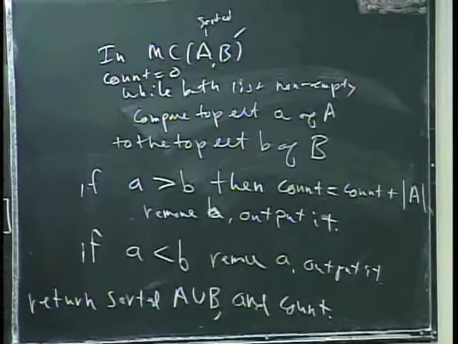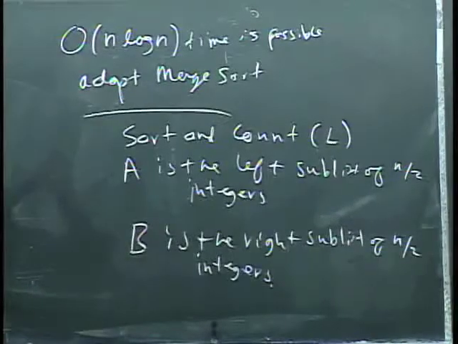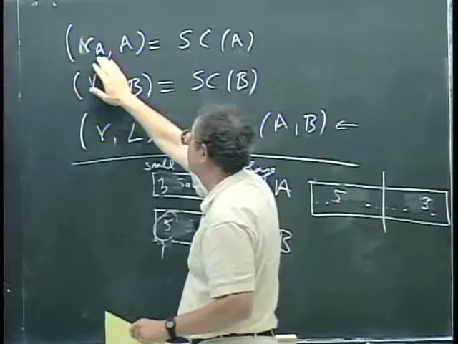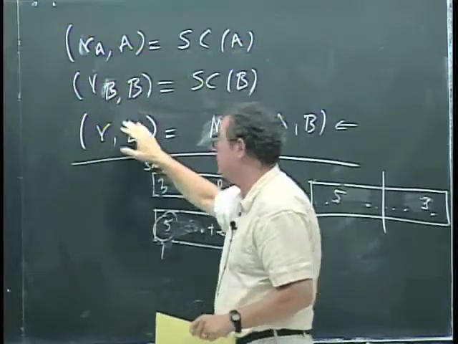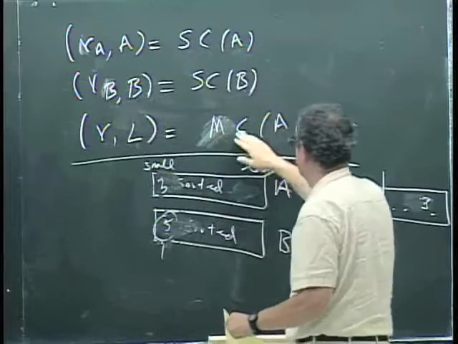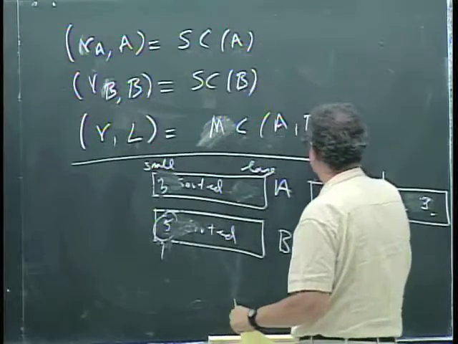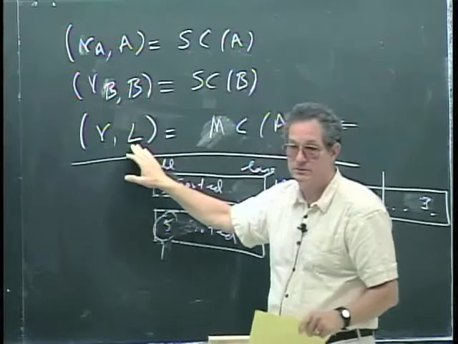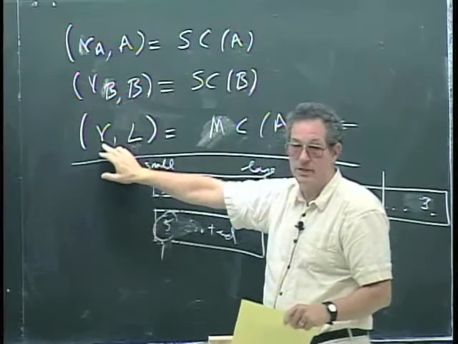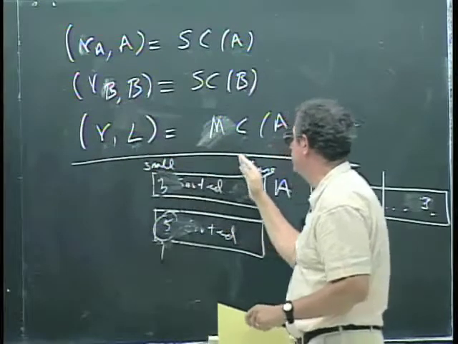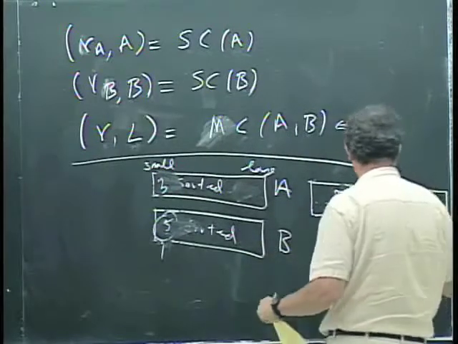So in this sort and count, you've recursively found how many inversions there are in A alone. You've recursively found how many there are in B alone. You have called merge and count on A and B, and you return the sorted list, A union B, and the count, R. That's how many inversions you've discovered that cross from A to B. And so what do you do at the end?